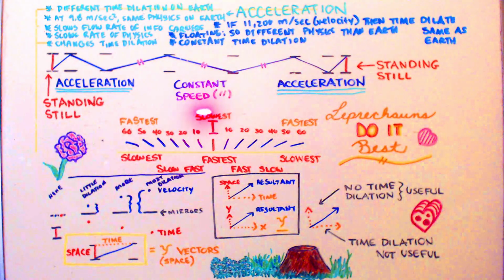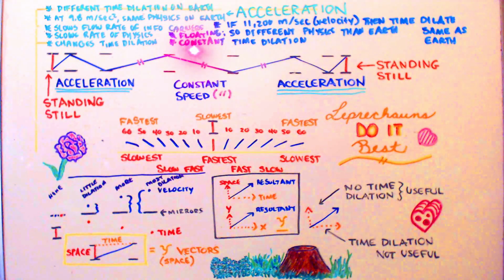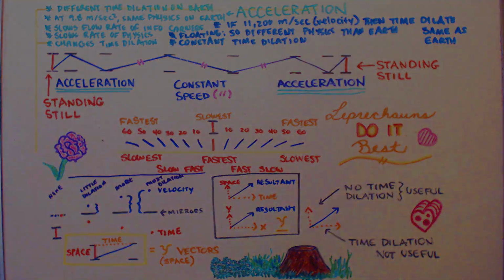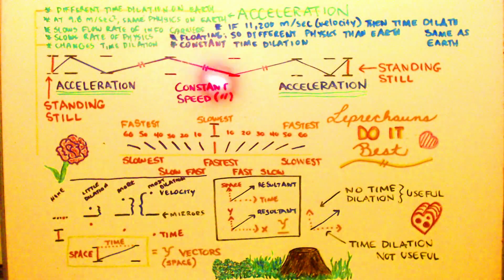What about the blue part? This is the constant speed part. You get constant time dilation. See, when you accelerate, you're changing the speed, so you keep changing the time dilation. You're floating, so you have different physics than on Earth. But here you have gravity, here you float, here you have gravity. I want you to understand, when you're going at constant velocity, you will never, ever have the same physics as on Earth. I don't care what your velocity is, because you're always floating, okay?